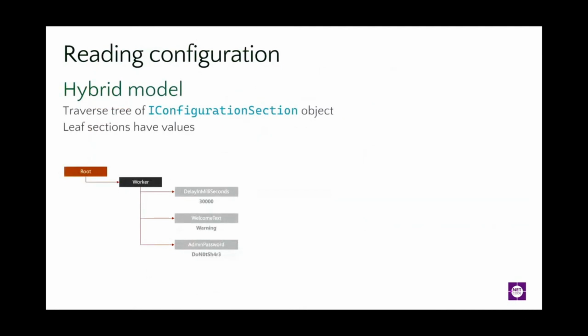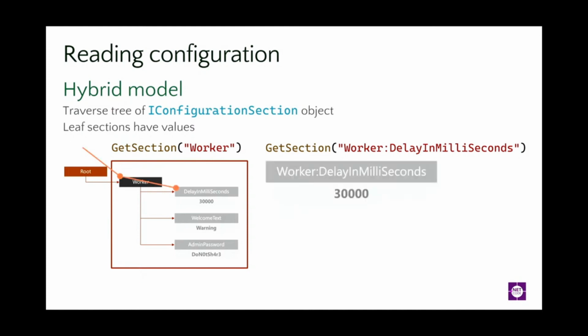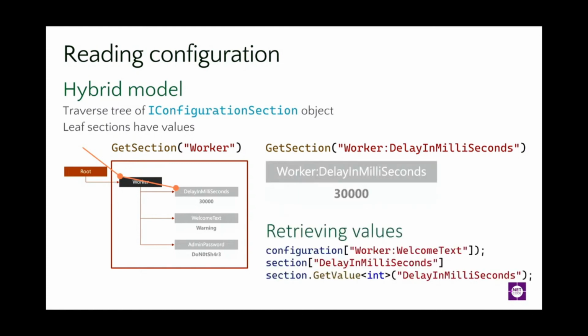Now, reading from this, you can do it in many ways. Just to get us all on the same page, if you do GetSection on your IConfiguration, you will get an IConfigurationSection and you point it to somewhere in the hierarchy. So if you say, I want to get Worker, then you'll get this part of the tree. So it's a section with everything underneath. If you say, I want to get section and then the delay in milliseconds, essentially you're pointing to that thing in particular in the worker, and then you'll get just this single thing.